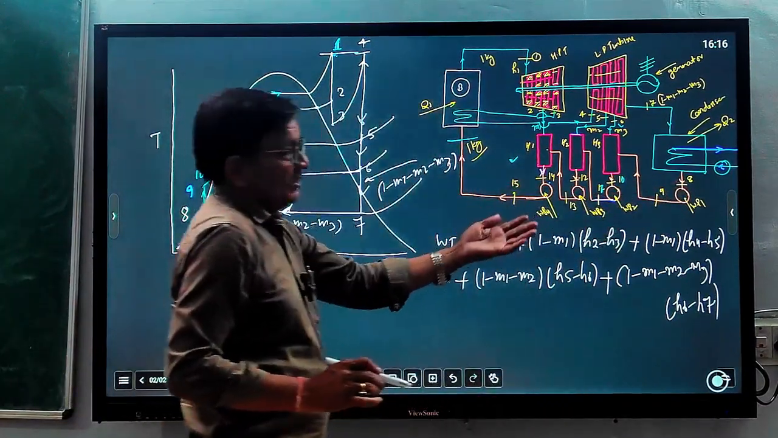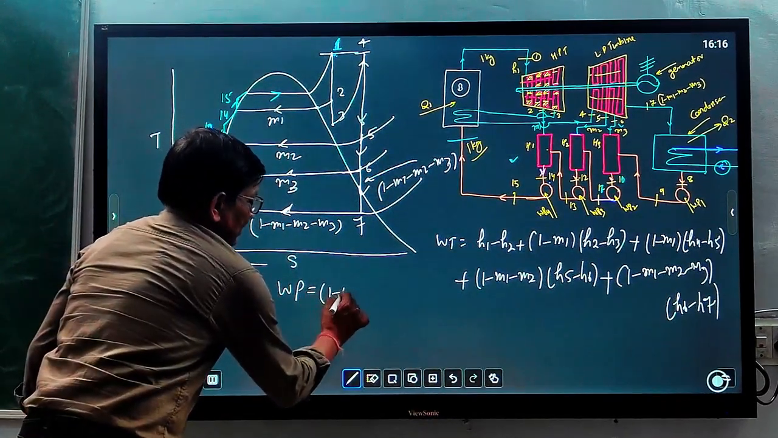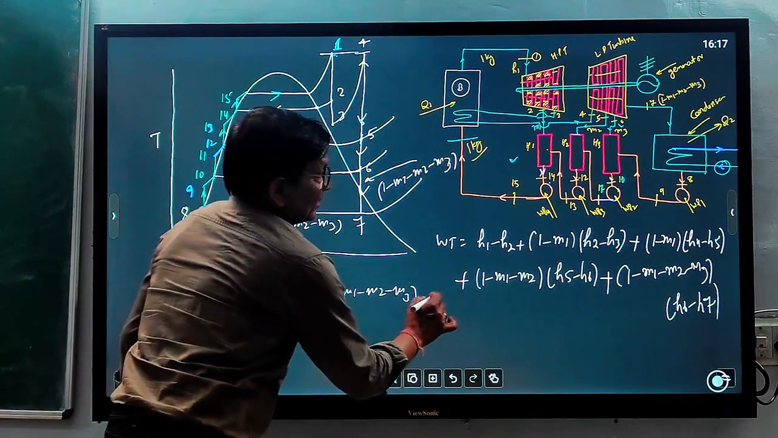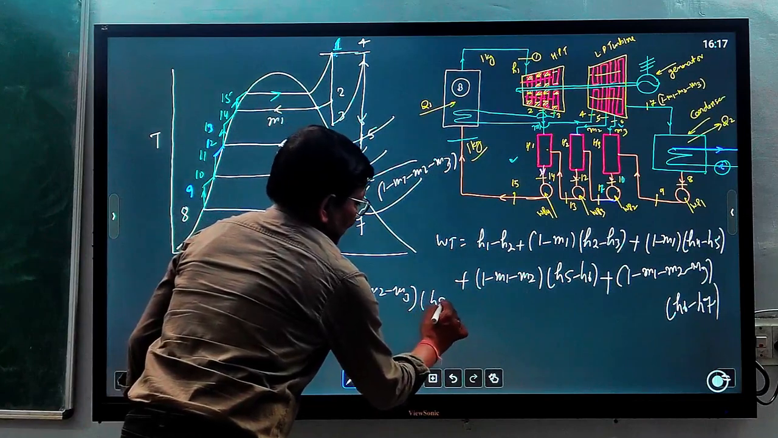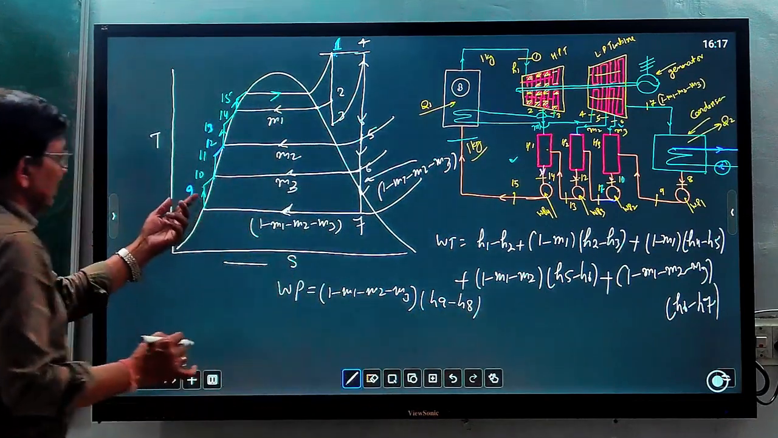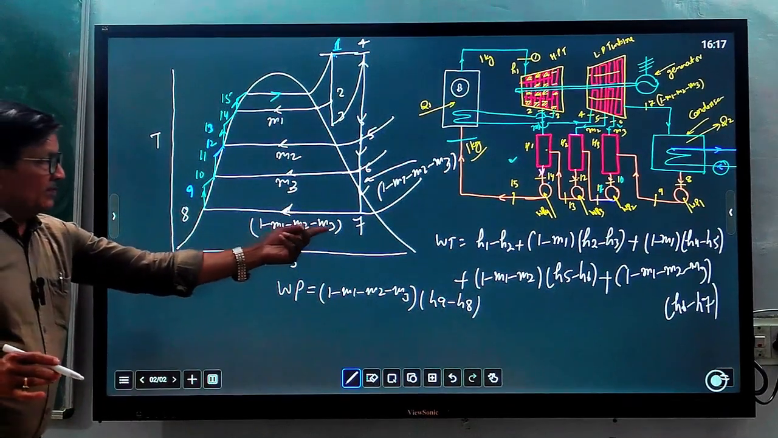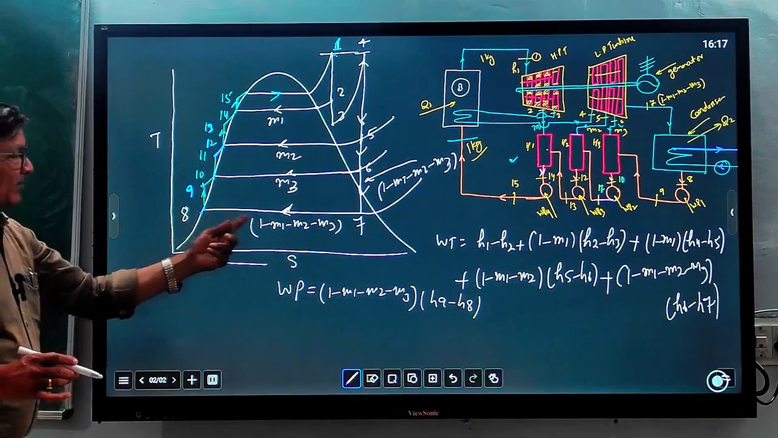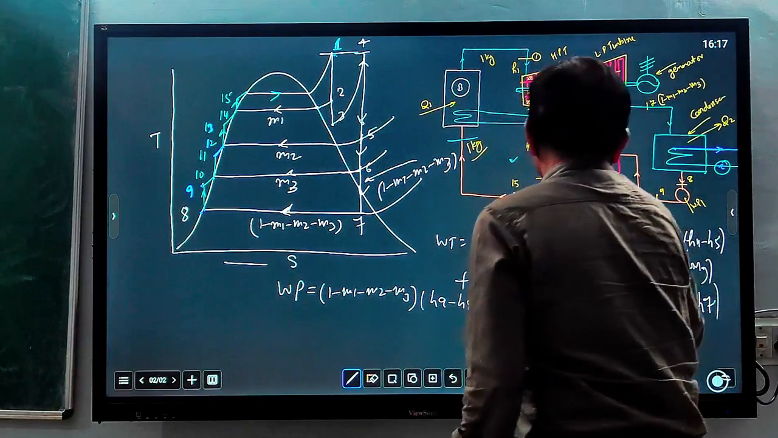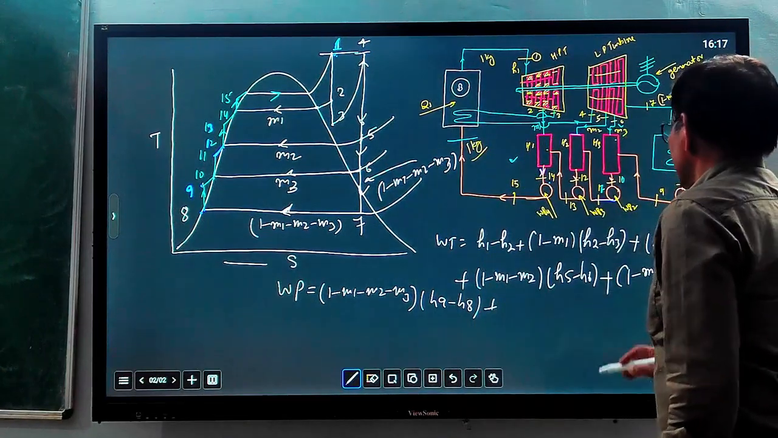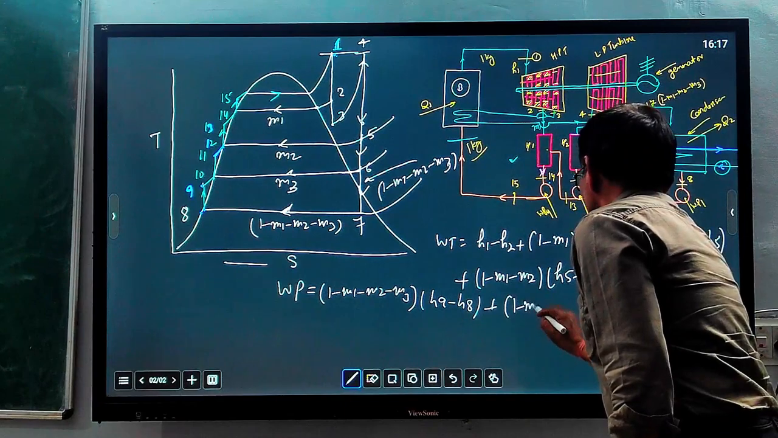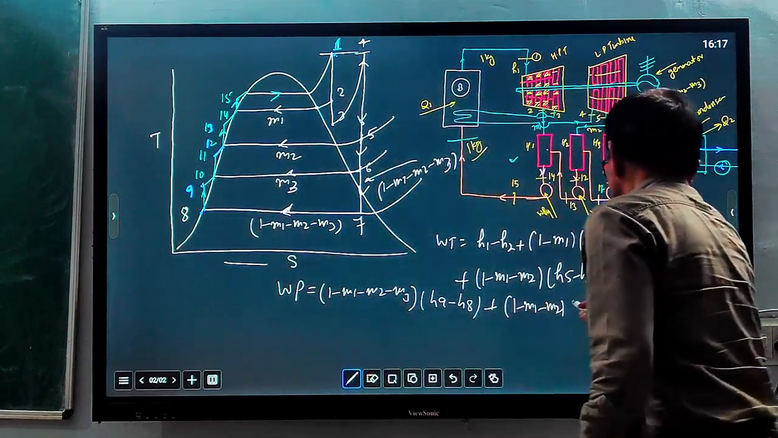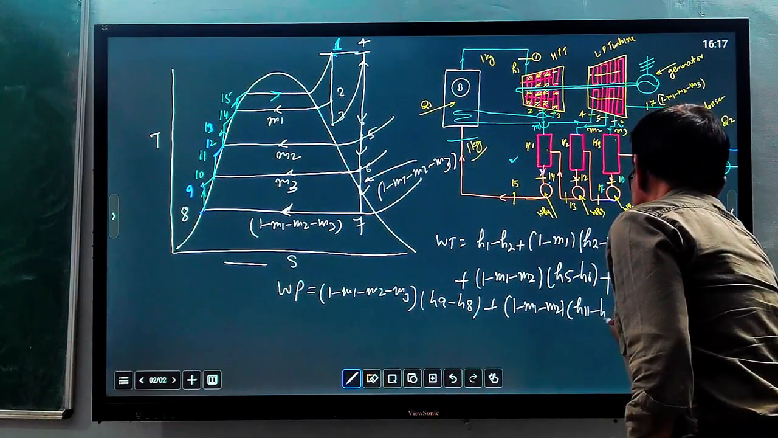Starting from pump 1, how much quantity of steam is flowing? 1 minus M1 minus M2 minus M3 into H9 minus H8. And you can see the TS diagram also. 1 minus M1 minus M2 minus M3 multiplied by H9 minus H8, because pumping work is from 8 to 9. Then for pump 2, you can see M3 added here, so 1 minus M1 minus M2 into the enthalpy difference H11 minus H10.